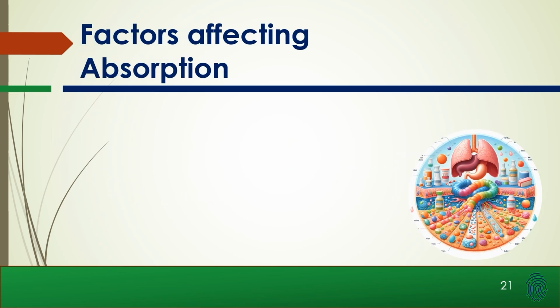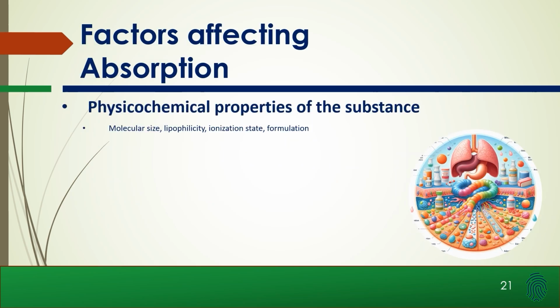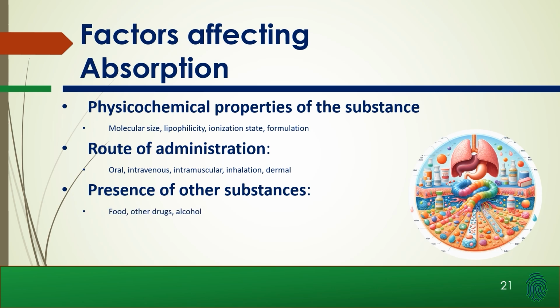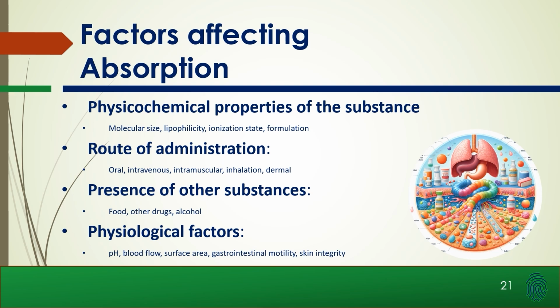Some factors affecting absorption: the physicochemical properties of the substance, specifically molecular size, lipophilicity, ionization state, or formulation; the route of administration, either oral, intravenous, intramuscular, inhalation, or dermal; and the presence of other substances, including food, other drugs, or alcohol, as well as physiological factors, including pH, blood flow, surface area, gastrointestinal motility, and skin integrity. All of these impact the way a drug is absorbed in the body.